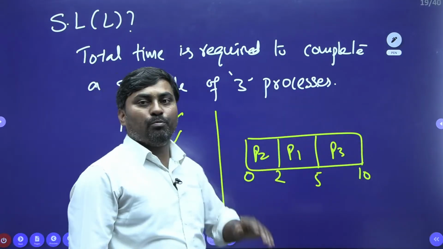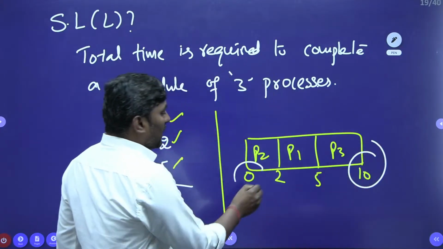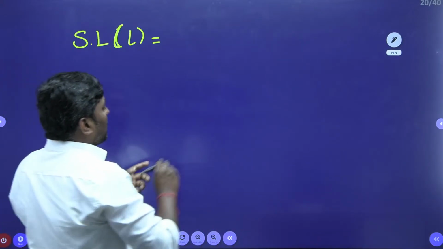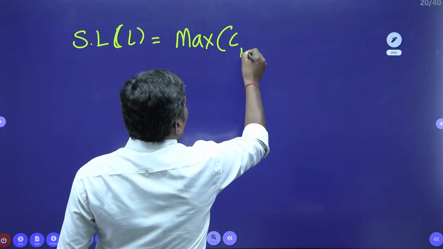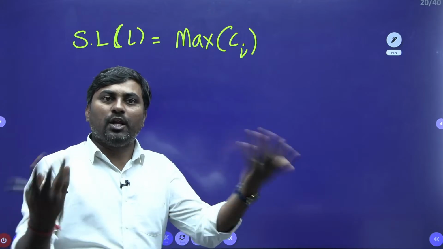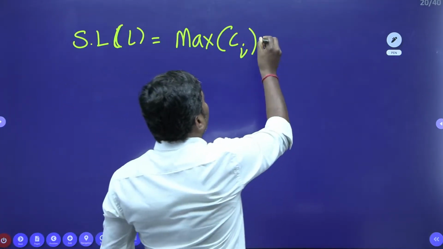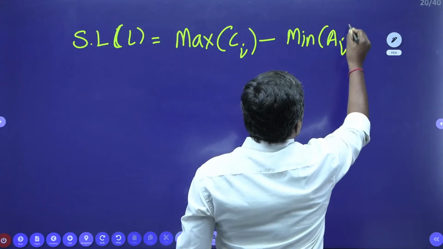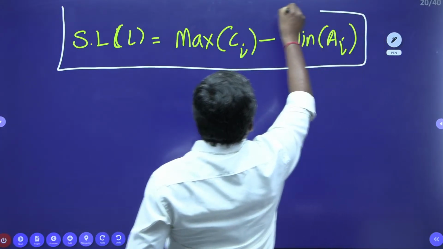Even other orders would be there. Now you have to take last process completion and minimum arrival. So what should I do? Last process completion is nothing but, please observe, the maximum completion time of the ith process. It could be 1, 2, 3, any process, whoever completed last, completion time of the last process, minus whoever comes first, the minimum of arrival time of the ith process. So this is the expression for schedule length, an important thing.